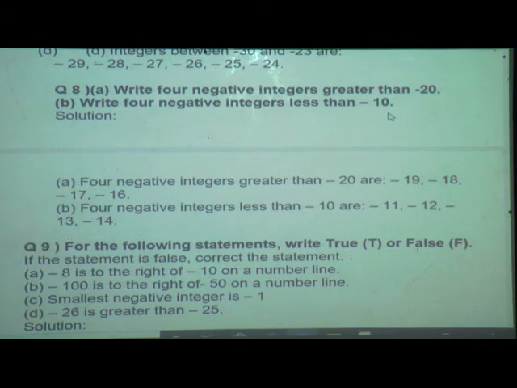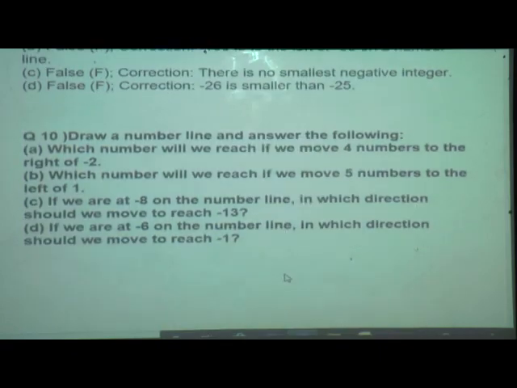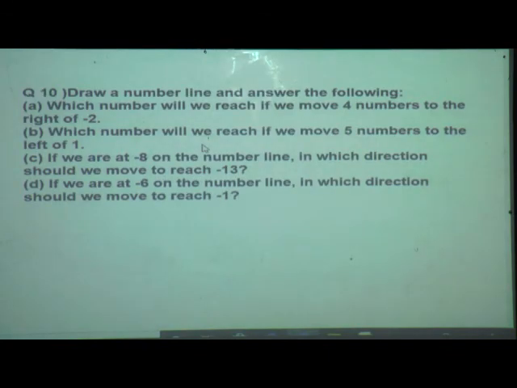Let us see the next one now. These are a few statements of true or false that you can do. Let us see the next one. Draw a number line and answer the following. Which number will we reach if we move 4 numbers to the right of minus 2?